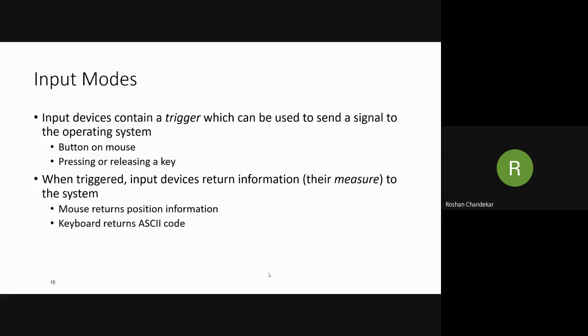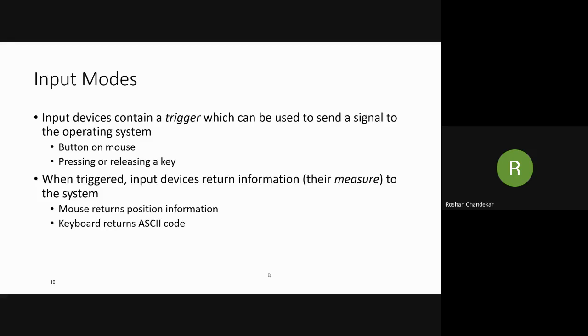In pressing or releasing a key, if we push a button like A, the A is displayed on the device, and if we release the key, no action is performed. So we can say the triggered input device returns information. A mouse returns position information and a keyboard returns ASCII code.